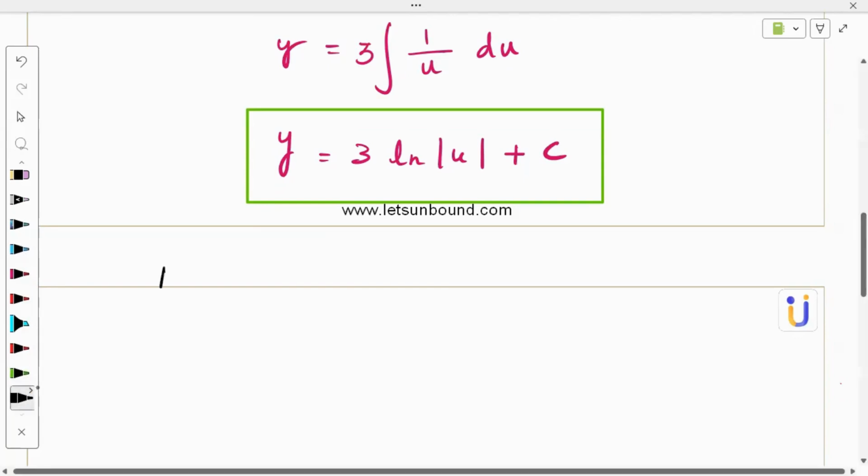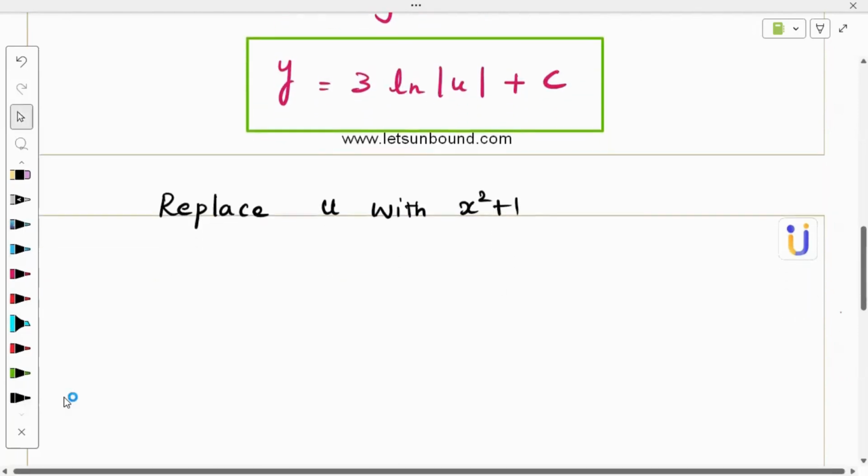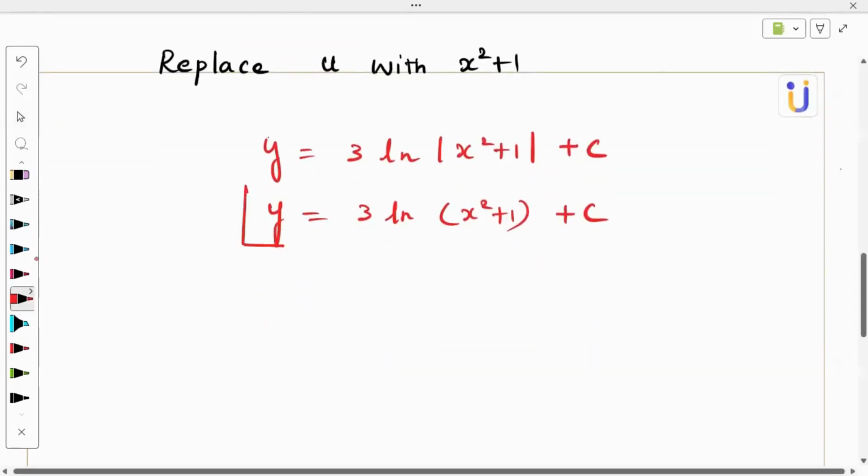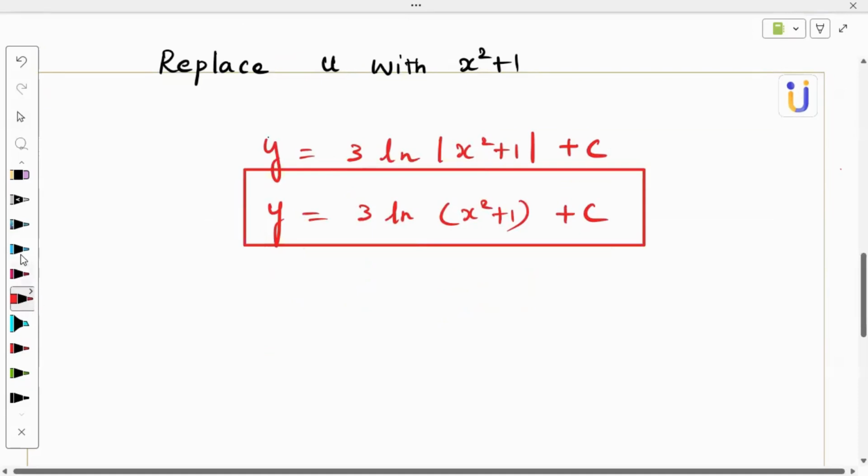Replace u with whatever we substituted. We replaced x square plus 1. So this will become y is equal to 3 ln modulus x square plus 1 plus c. Also, we can ignore the modulus here because x square plus 1 is itself positive, so that's fine. No need for that modulus. So we got it, and still c is a problem. Let's find c next.